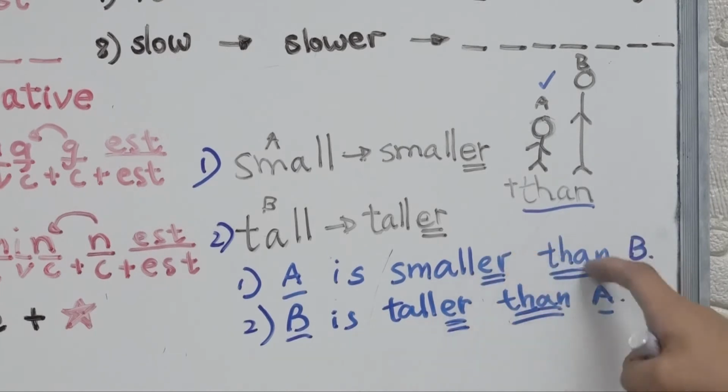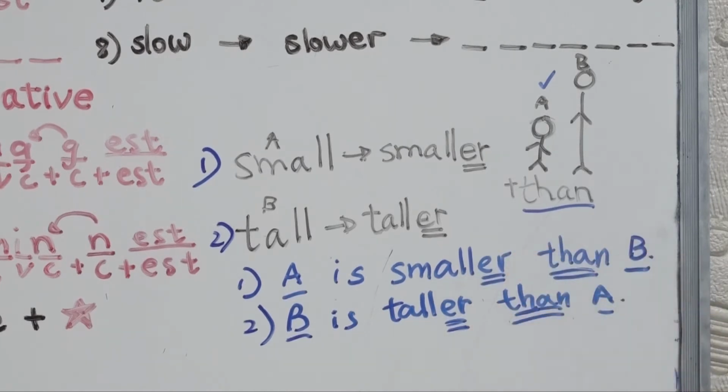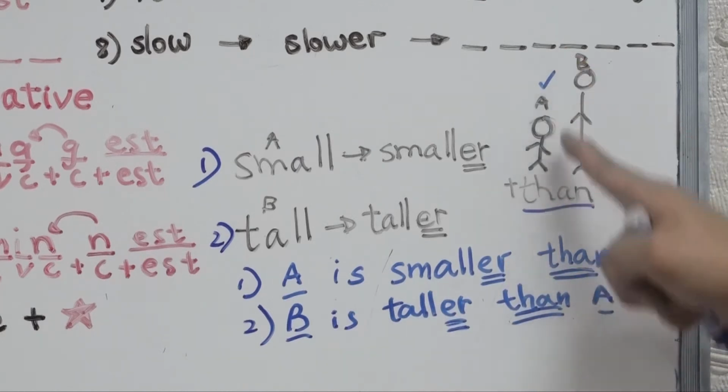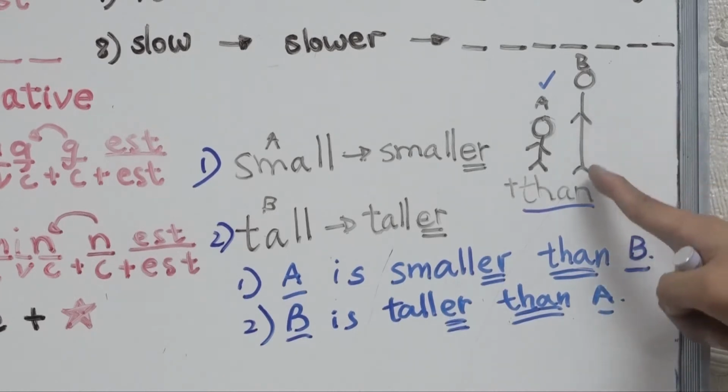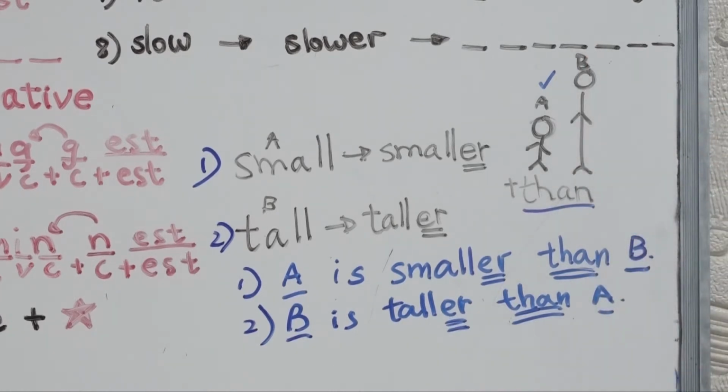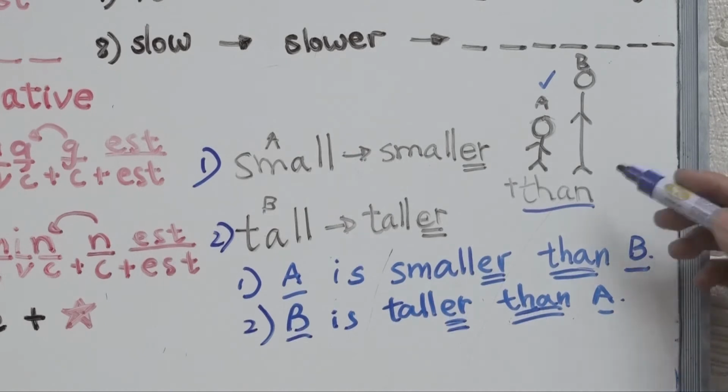Taller than, smaller than, fatter than, heavier than, right? So A is smaller than B. And B is taller than A. Okay? Do you see that? We call this comparative, okay?